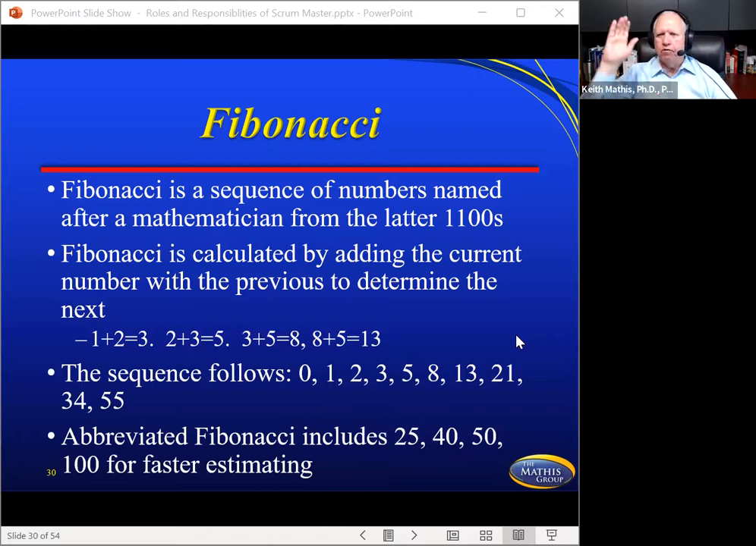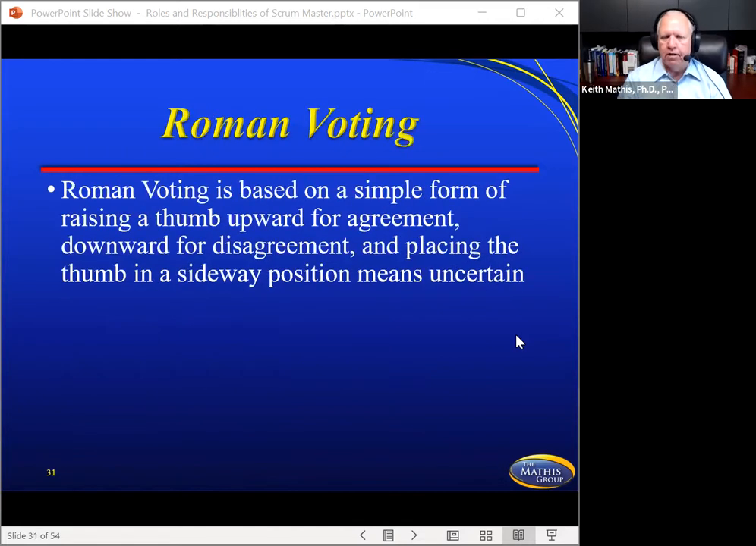You're looking at your low card: why do they think we can do it in 8 hours, and why does this one think it's going to take us 80 hours? And it creates that communication. And of course, as a Scrum Master, you're facilitating that.